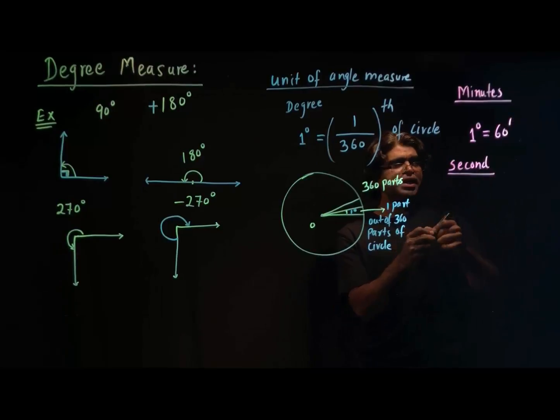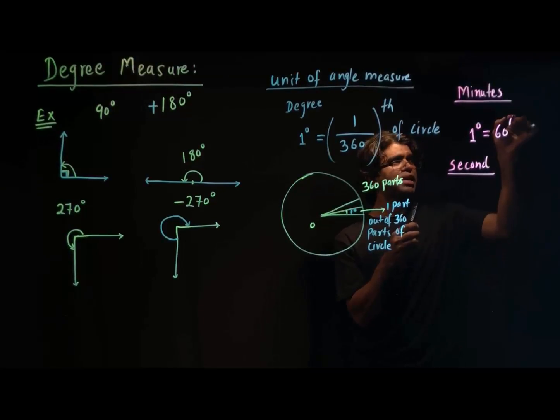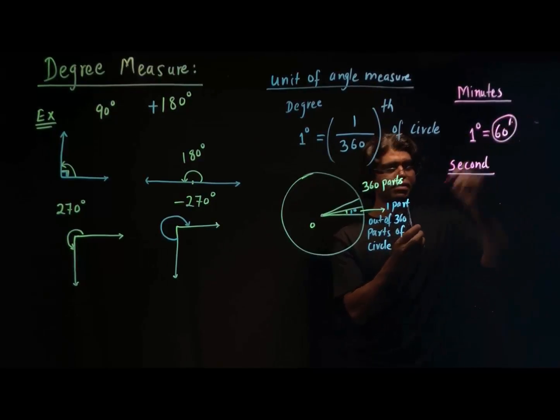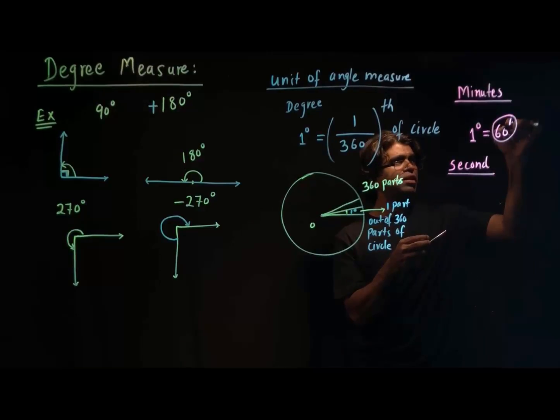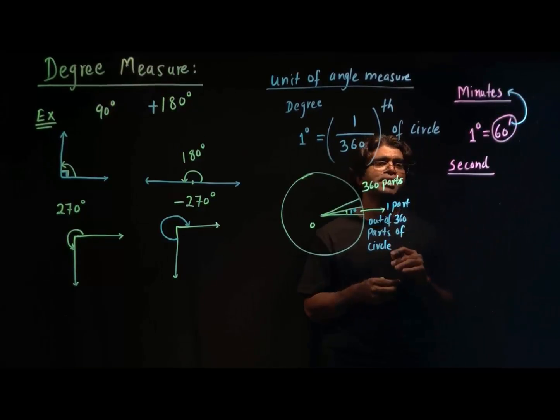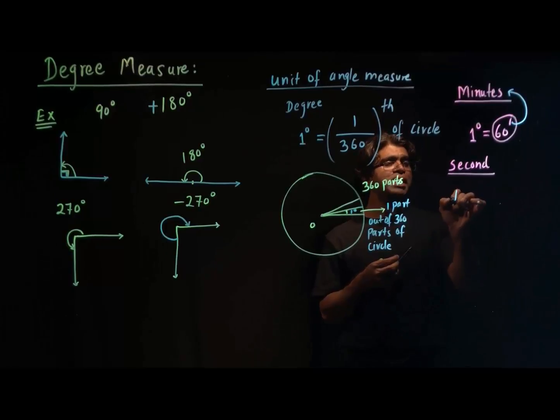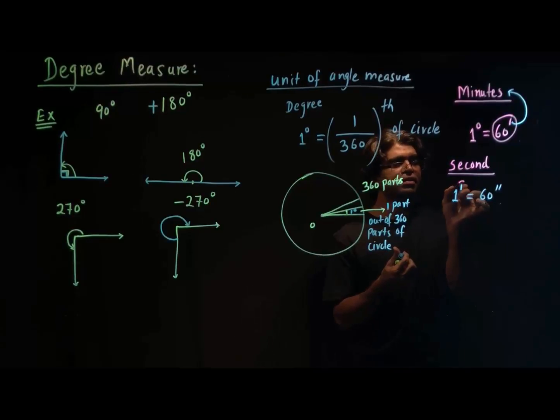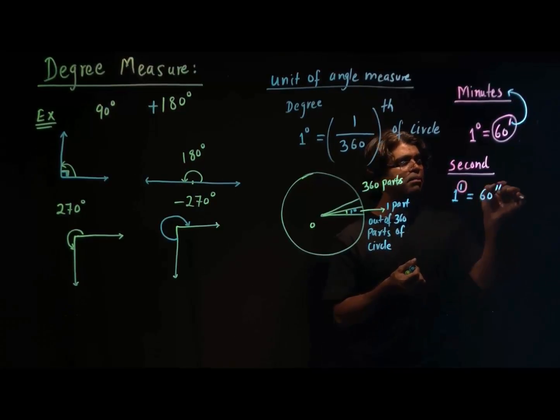Look at the symbol right here. Over here, 60 and then 1 dash. This is the symbol of, let me use a different color so that you can see, this is the symbol of minute. Now, 1 minute, see this symbol right here, 1 minute is equal to 60 seconds. So as you can see, this is the symbol for minute, but this is the symbol for what?